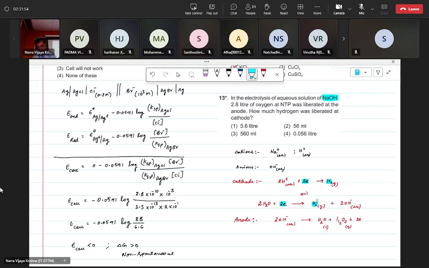Now here, 2 electrons are giving half O2. So the number of moles of gas liberated at cathode is double the amount of gas liberated at anode. At anode, if you are getting half O2, at cathode I am getting 1 H2 by using the same number of electrons, 2 electrons. Correct? Now what are they saying? 2.8 liters of oxygen is liberated. Then what is the amount of H2 liberated? Double of it. Correct or not? Any questions in it? Next.